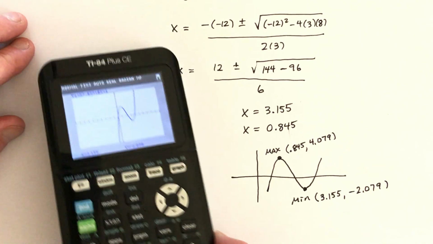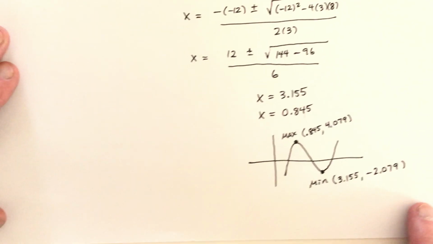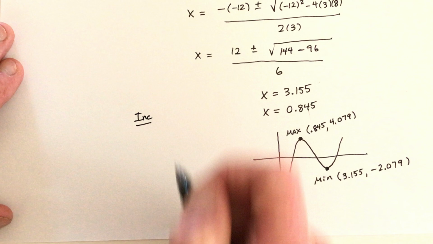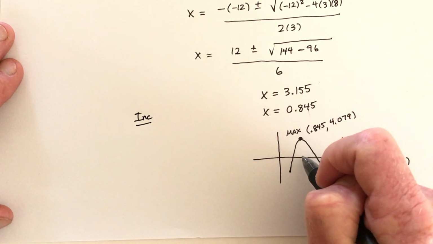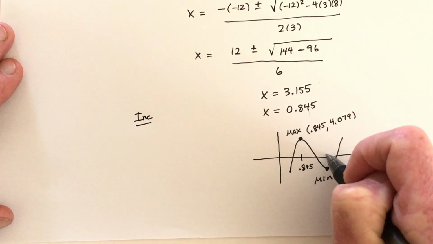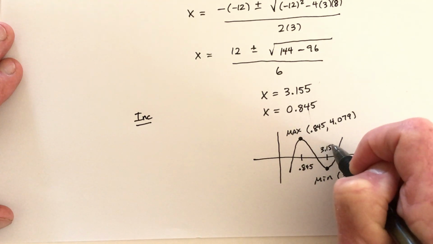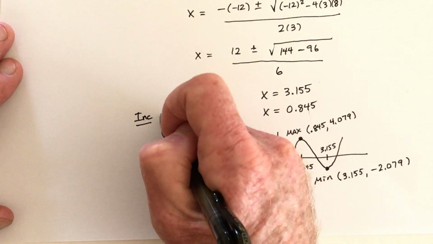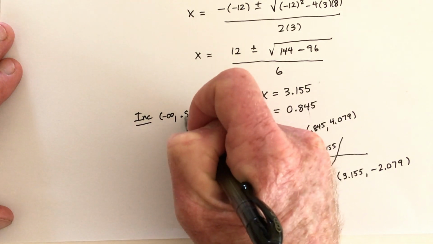All right, the last thing to do is write down where it is increasing and where it is decreasing. So for increasing, that would be this left side. So right here is the 0.845, and right here is the x equals 3.155. So for increasing, it's this left side, so that goes from negative infinity until the 0.845.